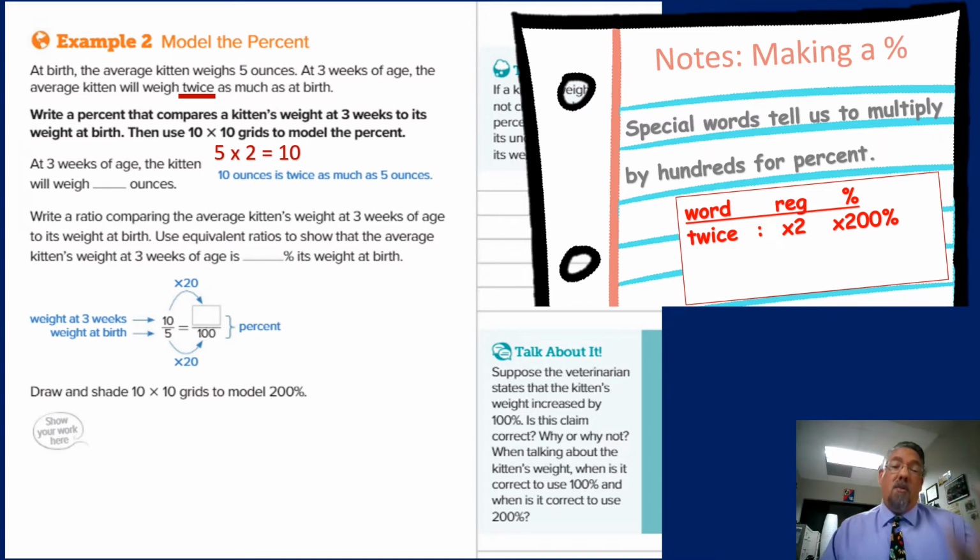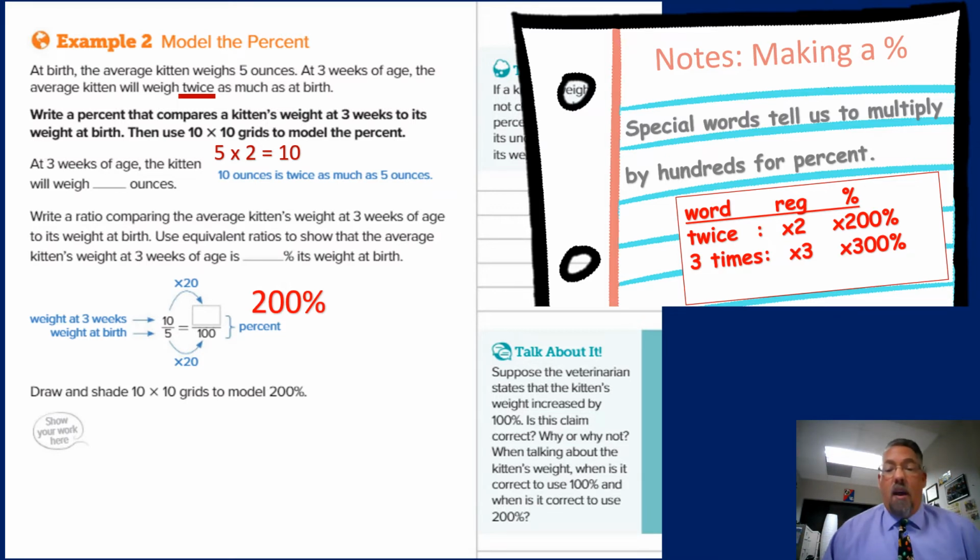If I want to know what percentage I'm increasing by, I don't really have to do all of this math. They're showing you how you get your 200%, because if you have 10 over 5, and that's your equivalent ratio that I'm creating into a denominator of 100, then what's my numerator going to be? I would have to multiply both of them by 20 in this scenario. So I'd end up with 200%. But I'm just telling you in your note that the word "twice" tells you that that's 200%, or multiplying by 2 with regular numbers.